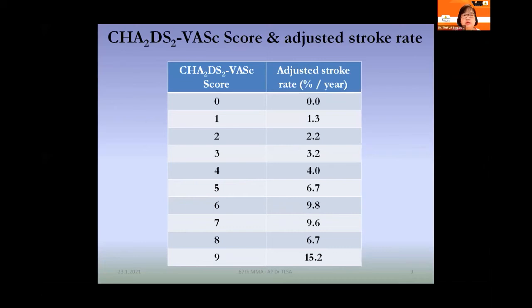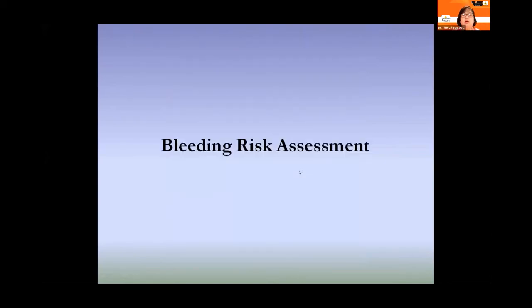So there is an association between the CHA2DS2-VASc score and adjusted stroke risk. If the patient has one point in the CHA2DS2-VASc score, he or she has a 1.3% per year adjusted stroke risk. If the patient is having more and more score, the risk will be higher and higher. So after assessing the CHA2DS2-VASc score, we will need to assess the bleeding risk.